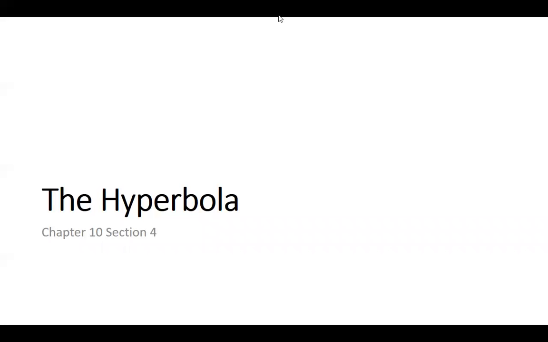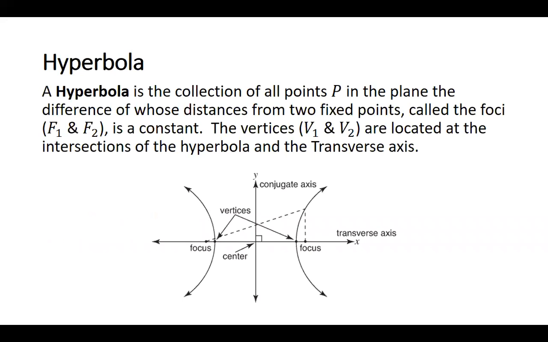The Hyperbola, Chapter 10, Section 4. So a hyperbola is a collection of all points P in the plane, the difference of whose distances from two fixed points, called the foci, F1 and F2, is a constant.